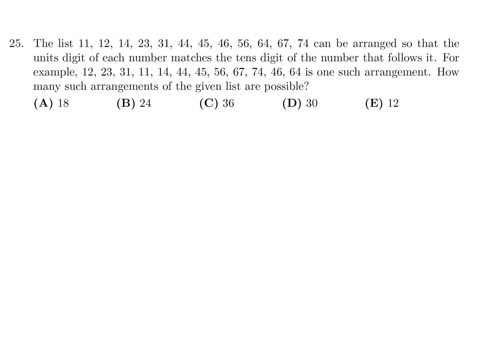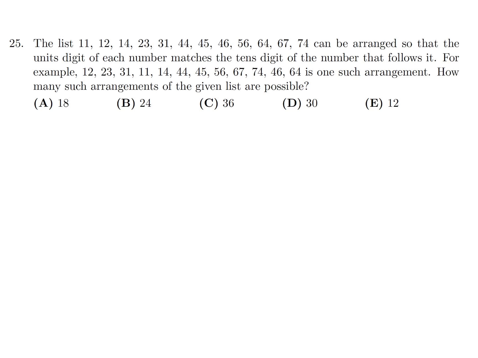The list 11, 12, 14, 23, 31, 44, 45, 46, 56, 64, 67, and 74 can be arranged so that the units digit of each number matches the tens digit of the number that follows it. For example, 12, 23, 31, and so on is one such arrangement. How many such arrangements of the given list are possible?